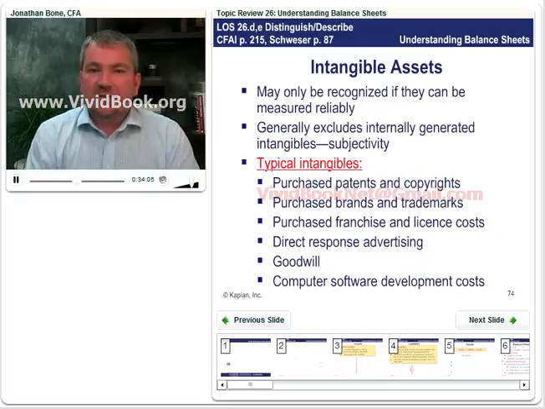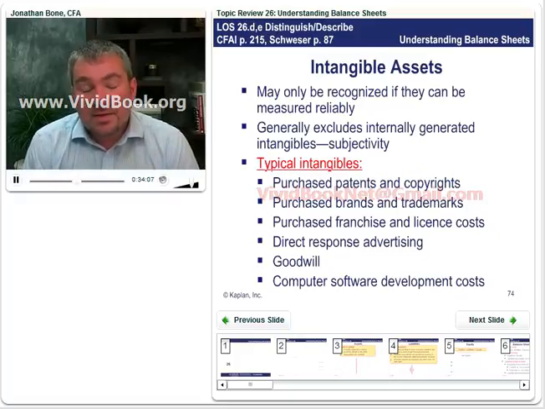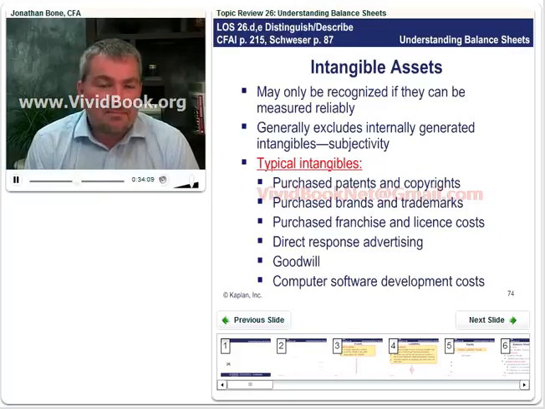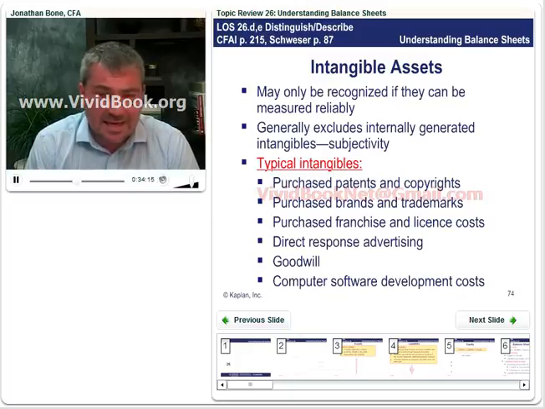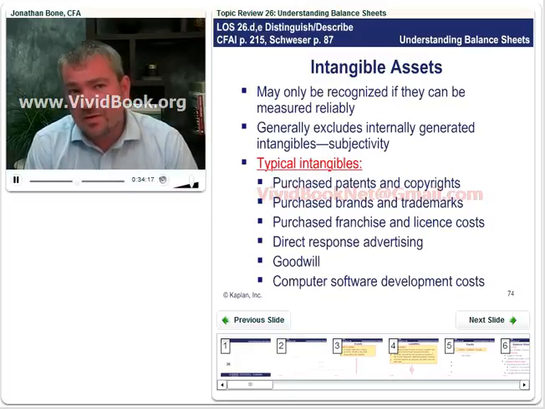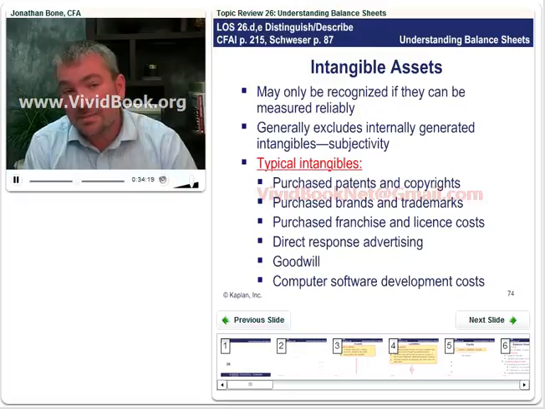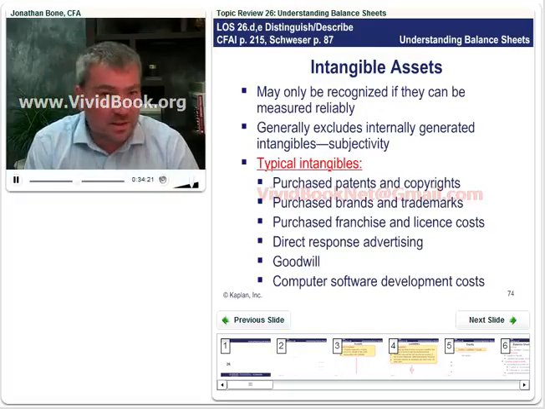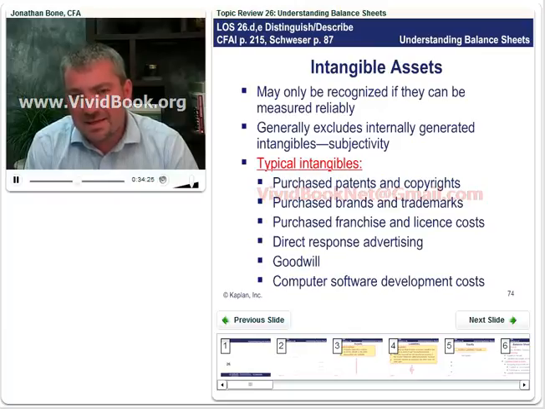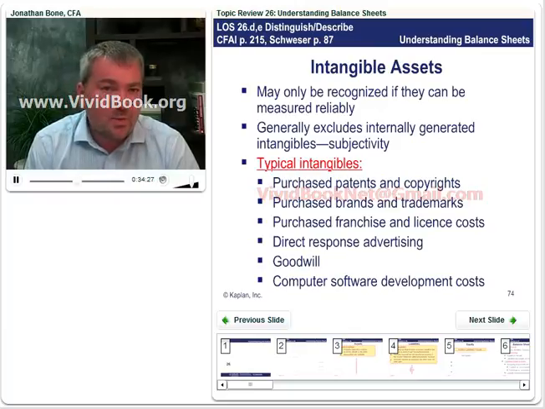So, intangibles may only be recognised, in other words, recorded in the balance sheet, if they can be measured reliably. What this essentially means is we can only include purchased intangible assets in most cases, i.e. when we've gone and bought them at an arm's length transaction, because we can put a dollar or a monetary value on them. What that often means, therefore, is internally generated intangibles we cannot include.